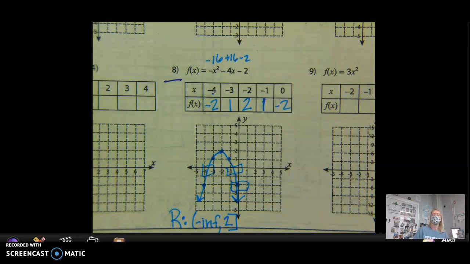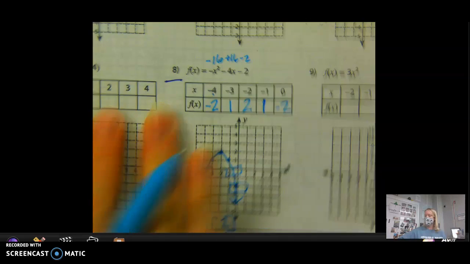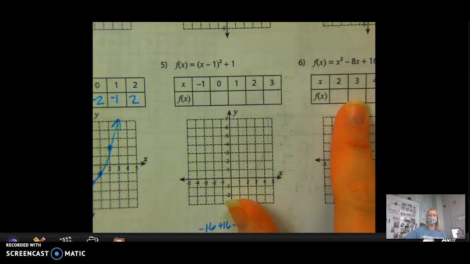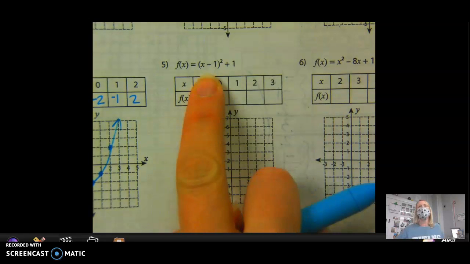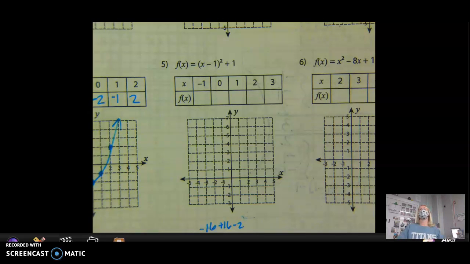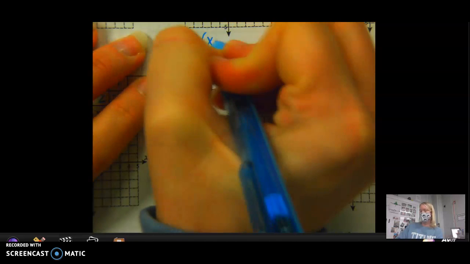Okay. I want to do one more problem on this page, and I think I want to do this guy right here. And I'm going to do it with you. What does it mean to say x minus 1, that whole thing squared? What does that really mean? We talked about this last unit. Does that mean x squared minus 1 squared? It means everything in the parentheses is squared. So it means to take that whole parenthesis twice.